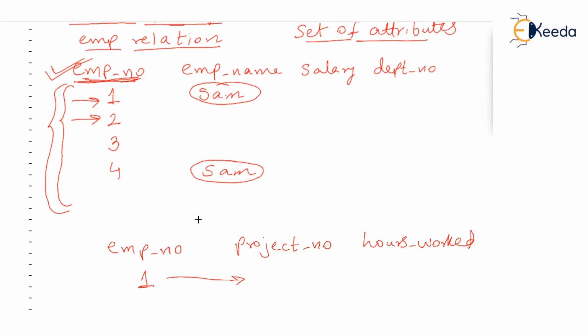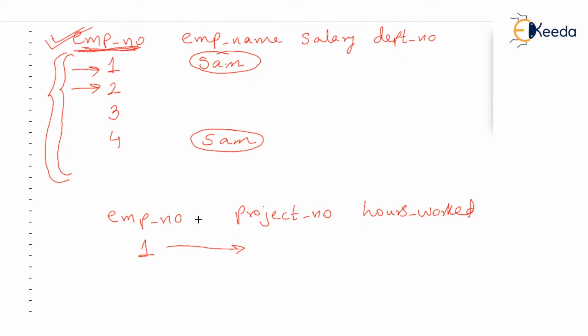Maybe our company takes a lot of projects and the projects also have numbers like P1. P1 is the project number of some project, and it shows that this employee number is working on project P1 and the hours she has worked till now is 50 hours. But then it is very much possible that employee number 1, the same employee, is working on another project simultaneously.